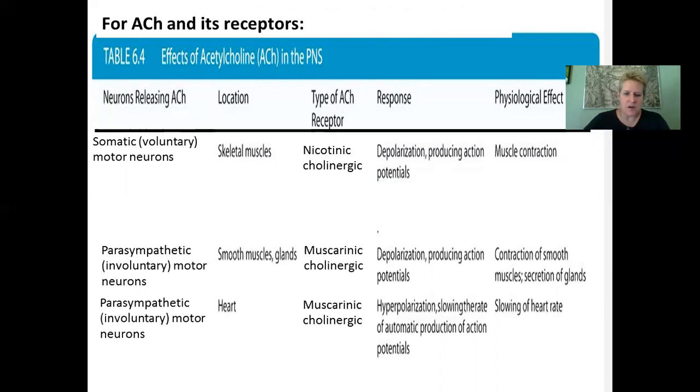So muscarinic cholinergic, the muscarinic means you must, you have no control of it. So I want you to think smooth muscle, heart muscle, and glands. And cholinergic means it's for acetylcholine, okay? The receptor name is always going to match the name of the hormone or neurotransmitter, always. Well, most of the time, not always.